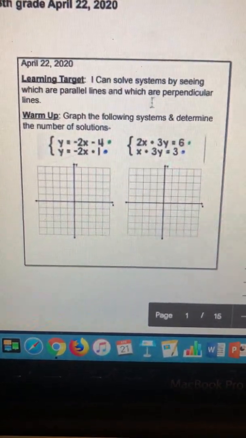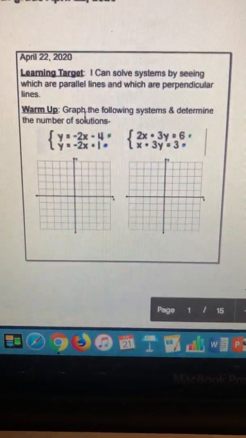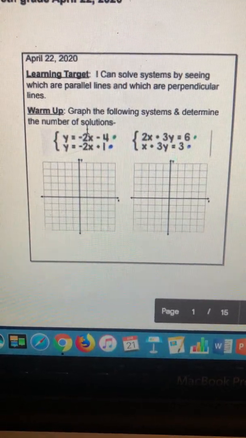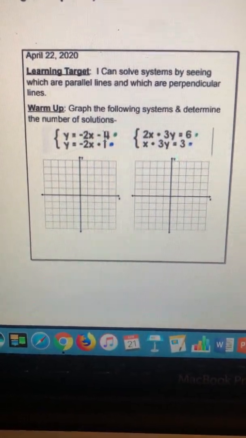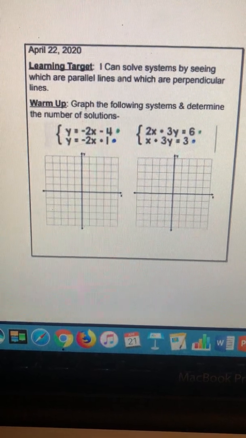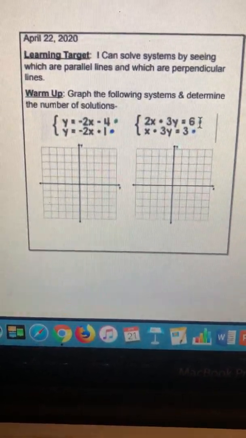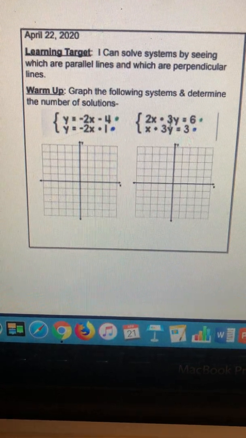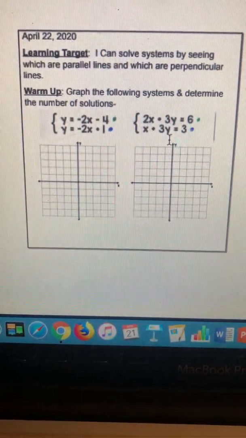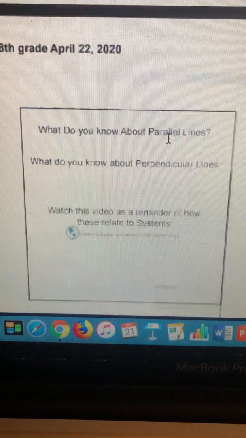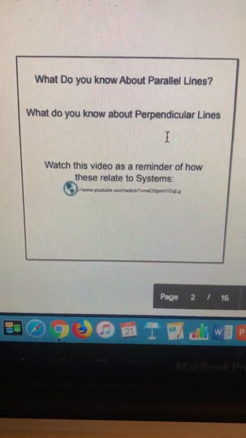The lesson starts off with having you practice graphing the systems. The first one, they're both in slope-intercept form, y equals mx plus b, so you can just graph as is. The second one, they are both in standard form, so you would have to manipulate the equation to isolate y and then graph them. Okay, the answers are on the following slide, so you'll be able to see those.